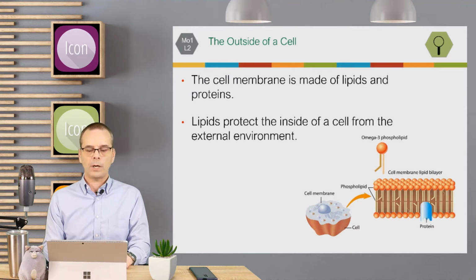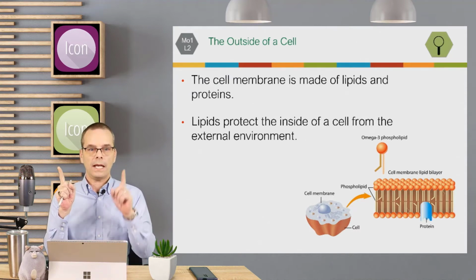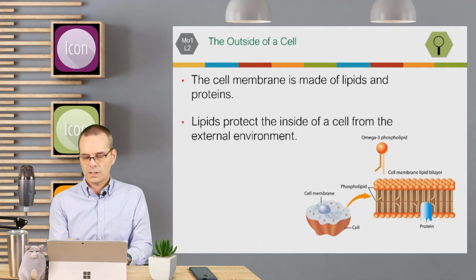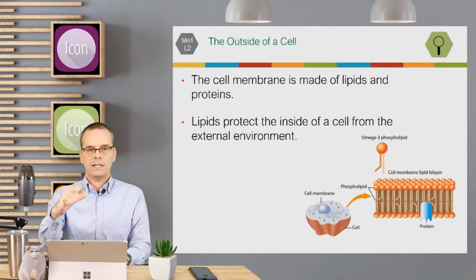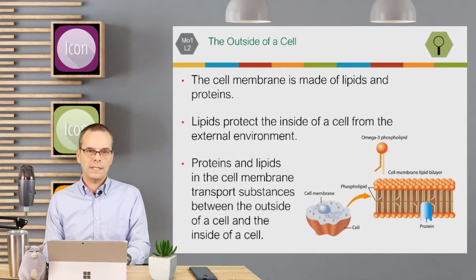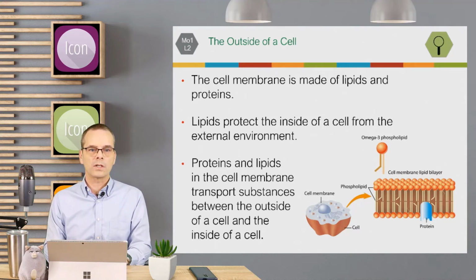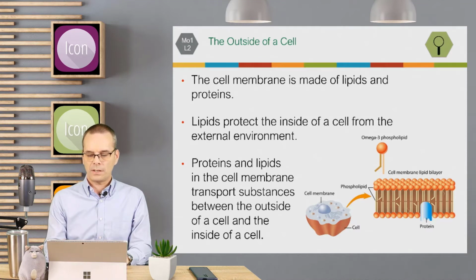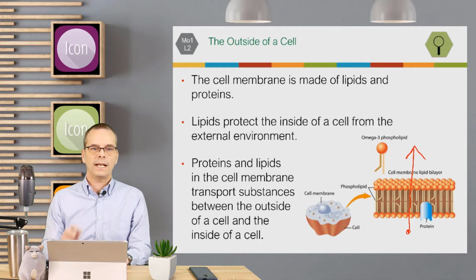Now, the cell membrane is made up of lipids and proteins. Lipids protect the inside of the cell from the external environment. So the lipids kind of keep the bad things out of the cell. Proteins and lipids in the cell membrane also transport substances from inside the cell to outside the cell. It has a transport system that does that for it.